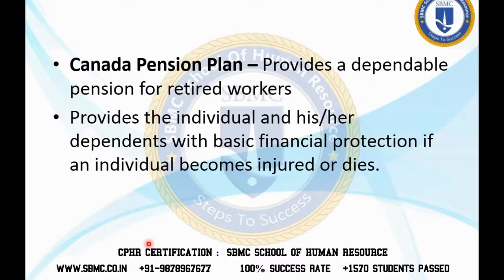Then you have the Canada Pension Plan. It provides a dependable pension for retirees, and provides the individual or his or her dependents with basic financial protection if the individual becomes injured or dies.